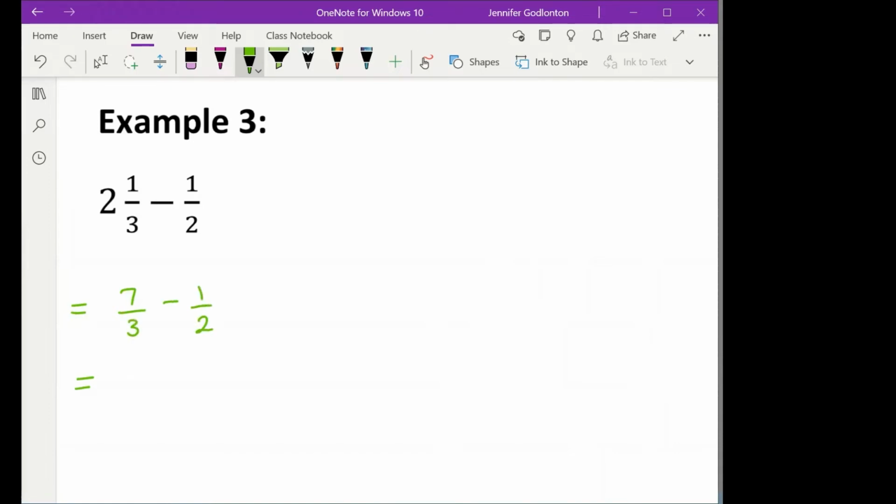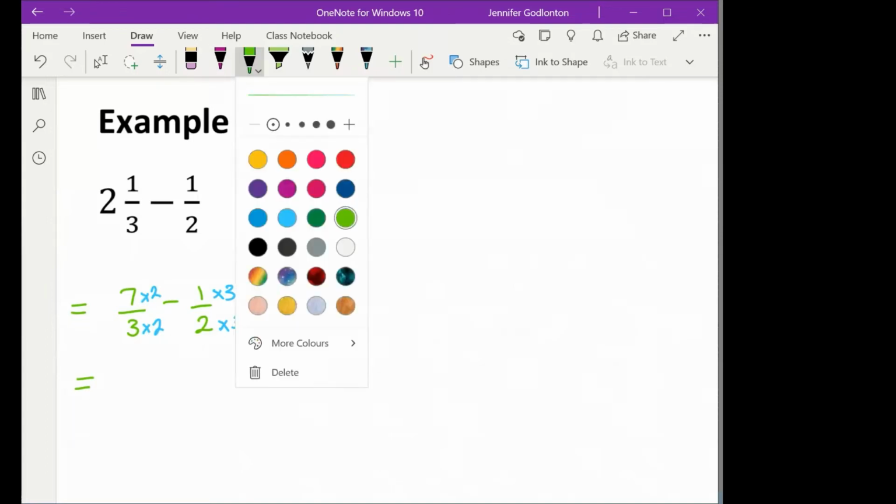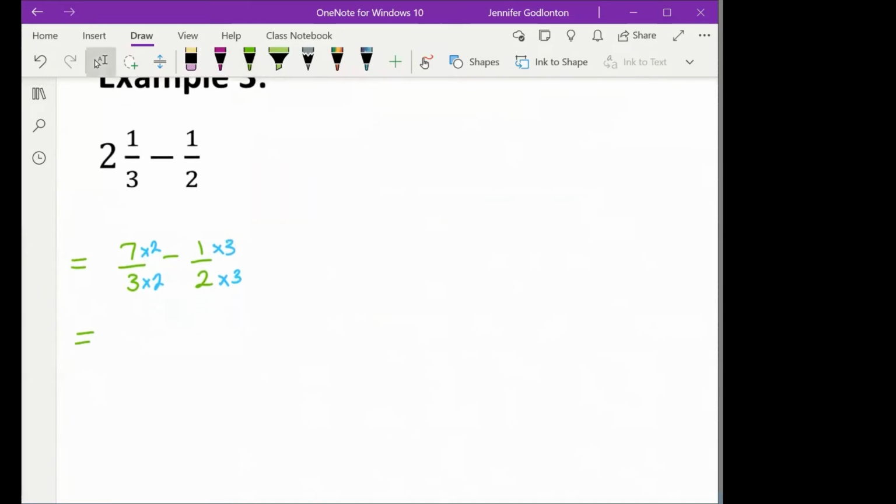Okay, cool. What will be my next step? The next step is you're going to have to find the same denominators, which is 6, because it's 3 times 2 and 7 times 2. Beautiful. Next line, the answer is going to be 14 over 6 minus 3 over 6. Yes. And so my final answer is? 11 over 6. Yes. Beautiful.